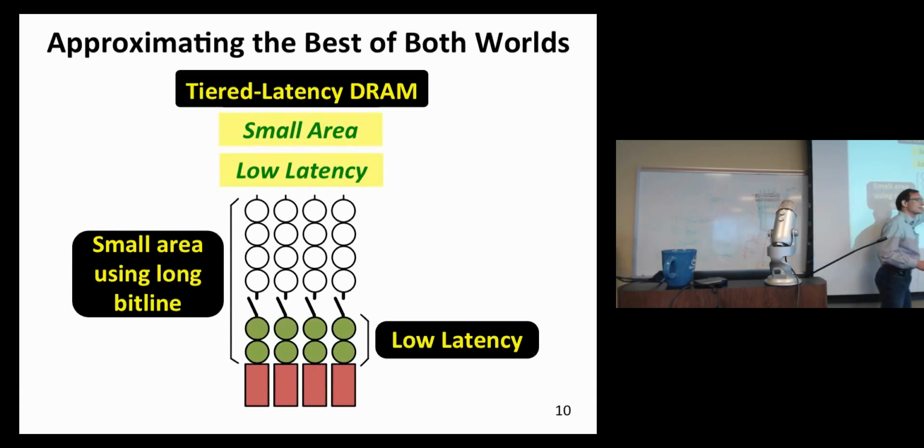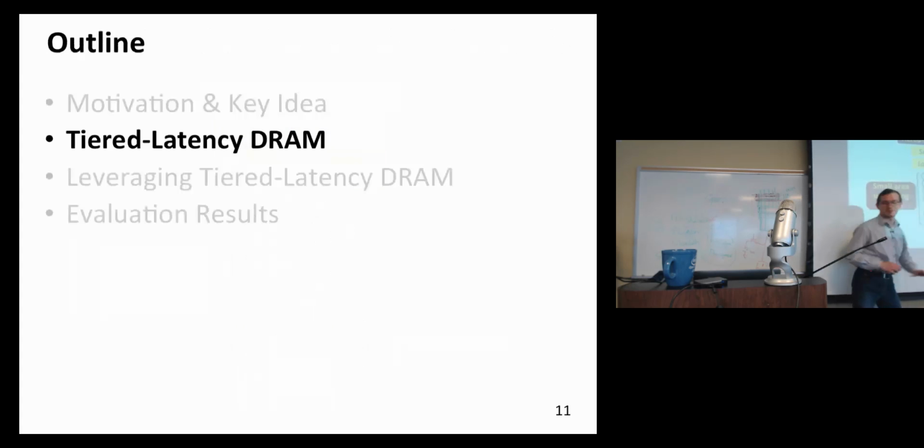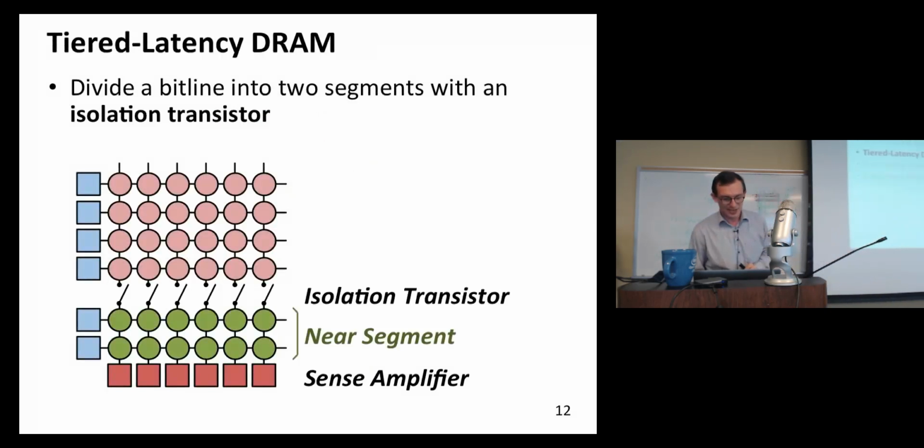When you disconnect these isolation transistors, the bit line looks small, right? Because sense amplifiers only see this part. The rest is not connected. Now you have two tiers in DRAM. One is the near segment, the other is the far segment. Near segment is fast and energy efficient.